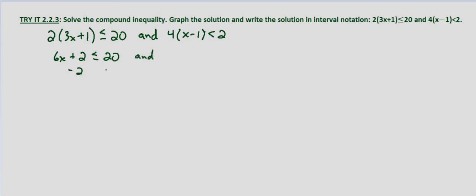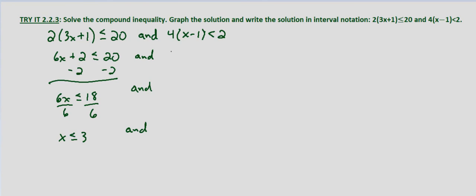Subtract 2 from both sides. We get 6x is less than or equal to 18. And dividing both sides by 6, we get x is less than or equal to 3.